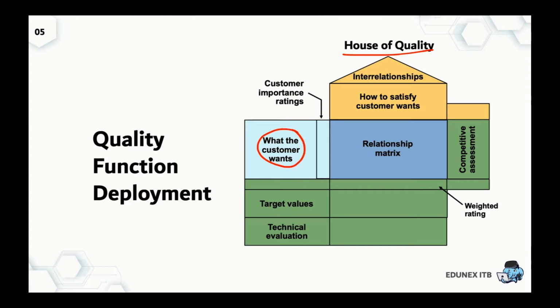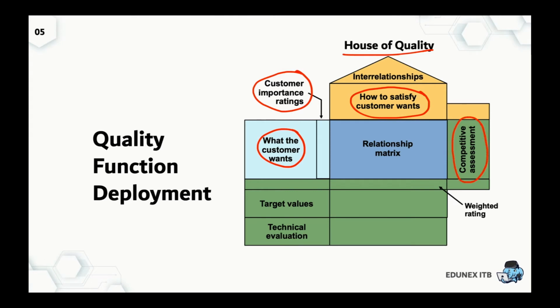Their language is kind of non-technical language, something like I want a product that is light, I want a product that is fast, and so on. So they rate their wants into some importance ratings. The second is related with our ability to satisfy the customer wants. This is the technical ability that we can do, our competency to satisfy the customer wants. And here, the right hand side is the competitive assessment.